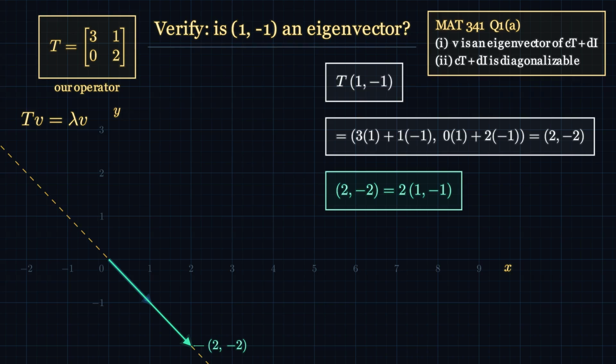Read what your own 3 lines just proved. T sent this arrow to twice itself, no turn, so 1, negative 1 is an eigenvector, and 2 is a second eigenvalue of the very same operator.